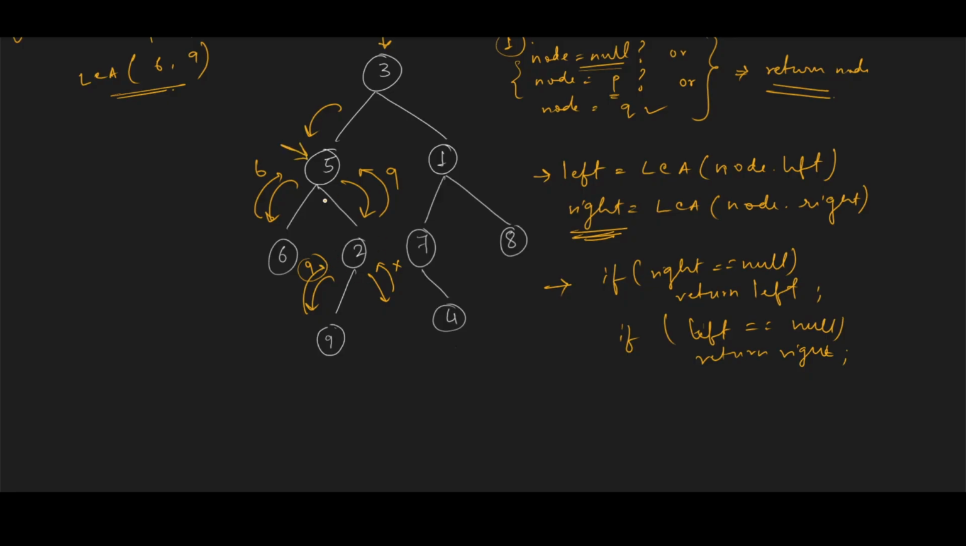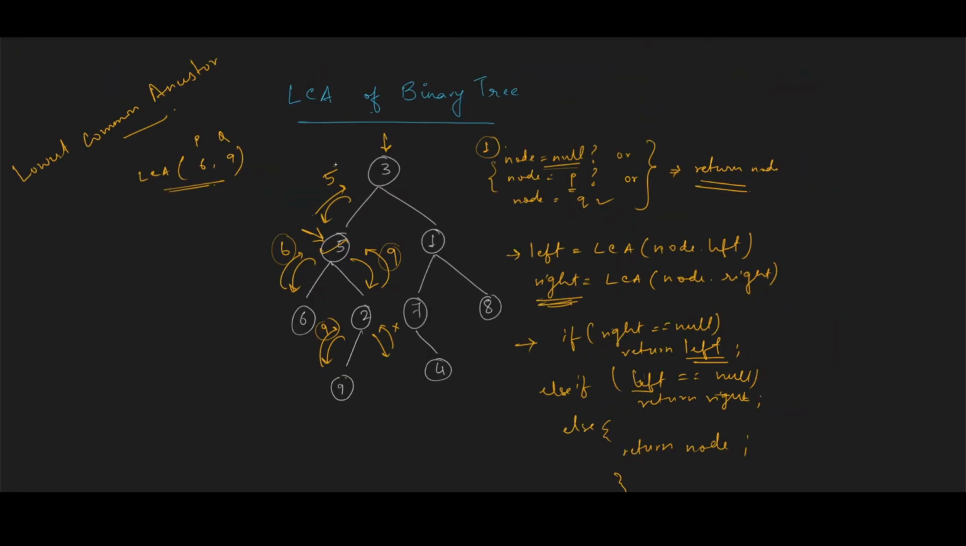Now comes this condition, where this 5 is getting 6 from the left child and 9 from the right child. In this case, it is getting non-null values from both its left and right children. So in that case, we have found our lowest common ancestor, and we will simply return that particular node. So we will return 5. So what will be the condition? We have already seen, if right is null, we return left. If left is null, we return right. Else, what if neither right nor left is null? In that case, we will simply return the current node. 5 has returned its value 5.